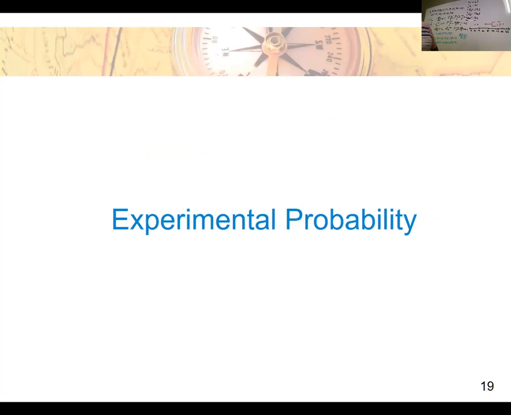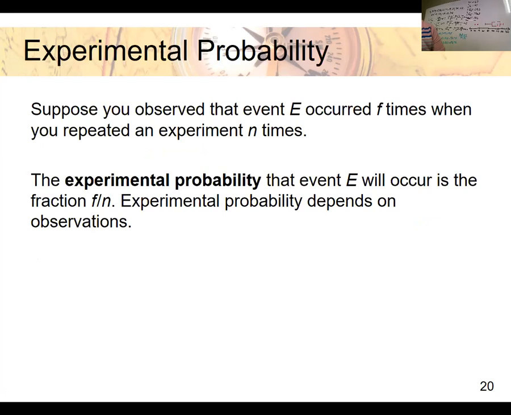Okay. Now let's look at the experimental probability. Let's say we observe that event E occurs F times when you repeat an experiment N times. Let's say you tossed a coin 10 times, or 20 times, or 50 times. That would be an experimental probability that event E will occur. That'd be the fraction F divided by N.